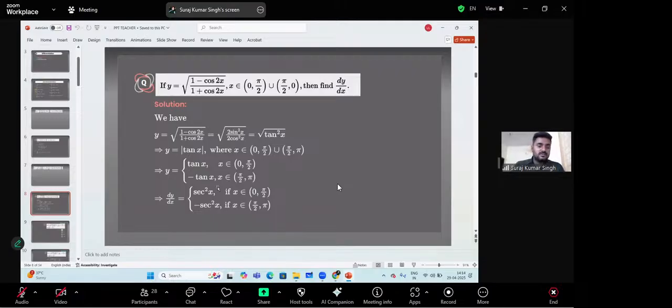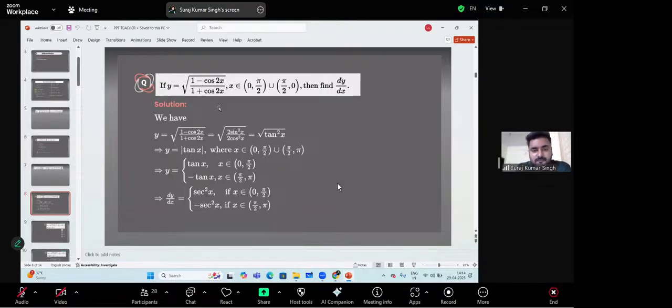Okay, it was asked in a previous year's question. Here our main point was that we should tell the students to write 1 minus cos 2x directly as 2 sin square x, and 1 plus cos 2x as 2 cos square x. Similarly, if 1 minus cos x comes, the students should write 2 sin square x by 2, and 1 plus cos x as 2 cos square x by 2, right? And the 2 will be cancelled, then tan x by 2 will come.